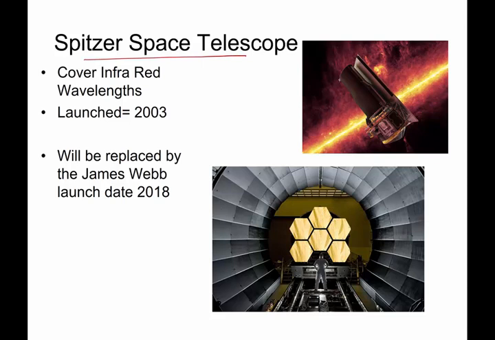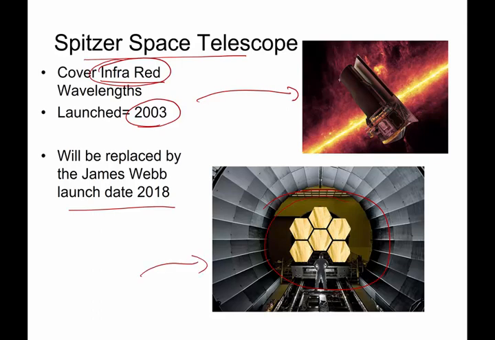The Spitzer Space Telescope was launched in 2003, specifically designed to cover the infrared part of the spectrum. Now, the Spitzer Space Telescope is going to be replaced, and at the moment that I am recording this video, the James Webb Telescope has not yet launched. James Webb is due to launch sometime in 2018, fall of 2018. It may be delayed because that's the way it happens in science sometimes. But this is going to replace Hubble Space Telescope and replace Spitzer, and it is specifically designed to cover the infrared part of the spectrum. And we'll talk more about James Webb later.